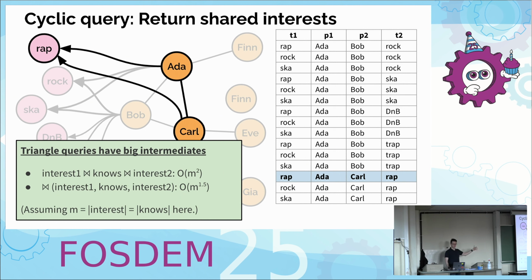So if you do Interest 1, Knows, and Interest 2 with binary joins, no matter how you order them, it can blow up, and it can blow up quadratically, where m is the number of edges. Obviously, this is not going to finish, but interestingly enough, if you do multi-way joins, then you can get it down to m to the power of 1.5, which is still worse than n log n, but it's something that will finish eventually.